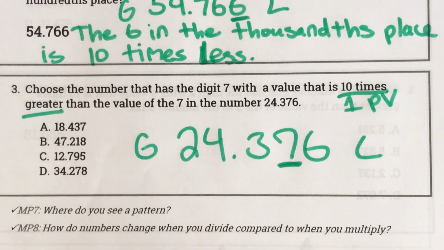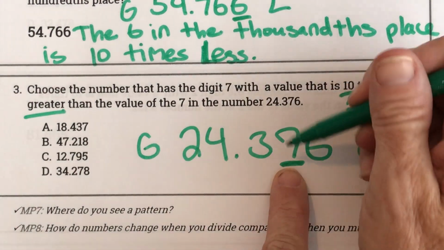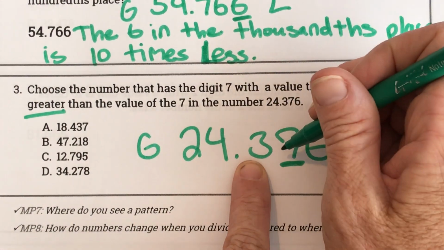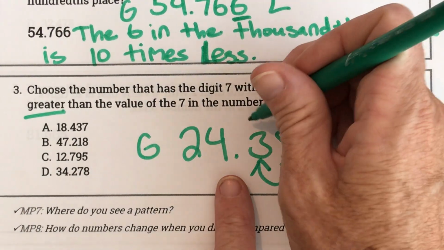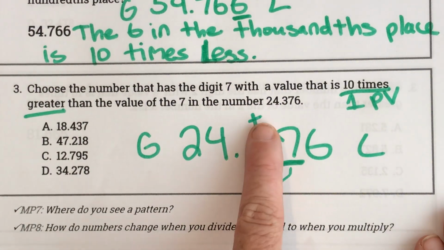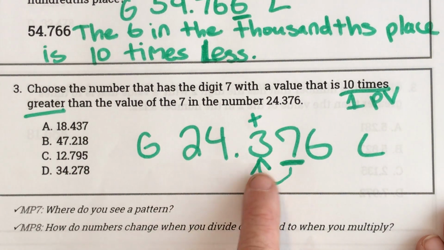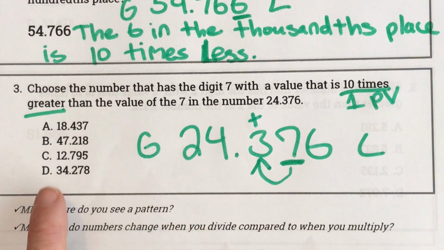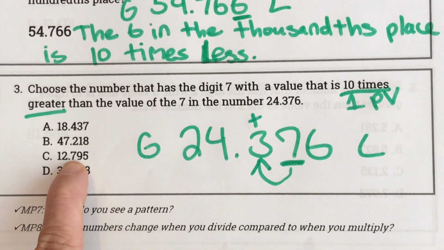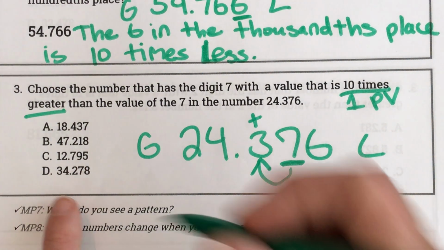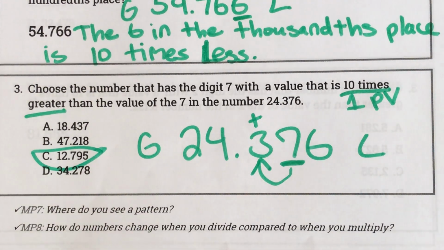10 times means one place value, and they want it to be the greater. So if I moved this one place value greater, they want this to be here. So they want me to move it to the tenths place value, which is 1 after the decimal. So where is there a 7 in the tenths place value? That has a 4, that one has a 2, that one has a 7, and that one has a 2. So our answer would be C.